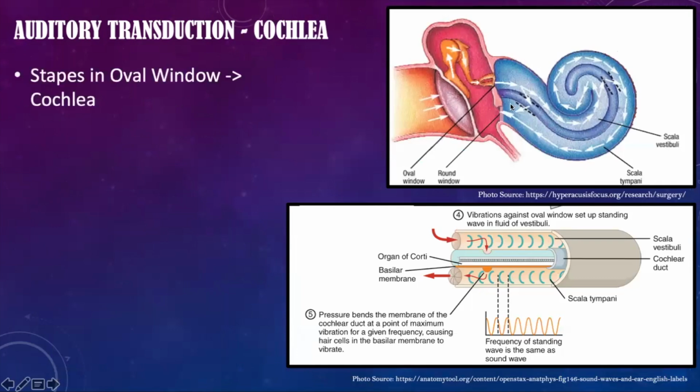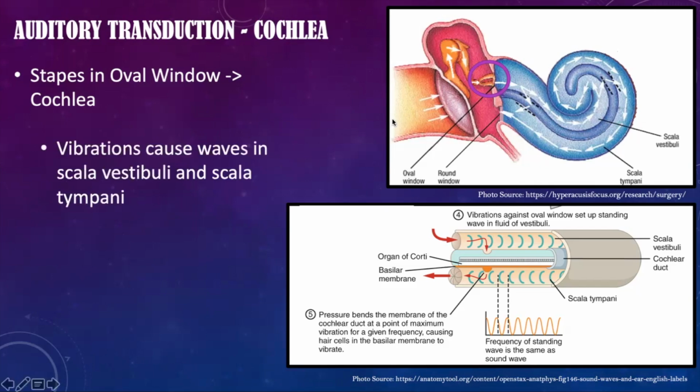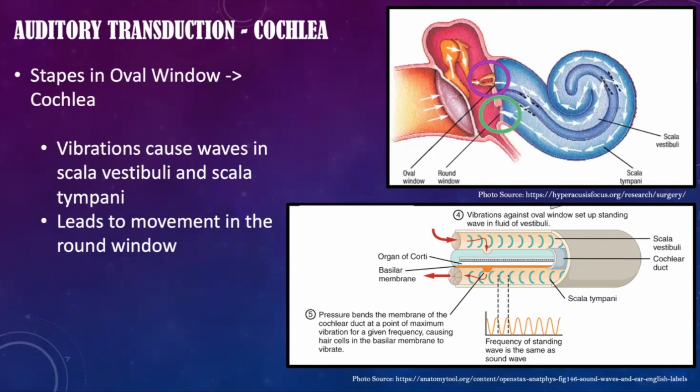So here you can see the stapes in the oval window pictured here. And this movement of the stapes in and out helps to create a wave in the fluid within the cochlea, starting at the scala vestibuli and then the scala tympani. And this leads to the round window, which has a membrane that covers it, so fluid doesn't escape, but the round window starts to move in and out.